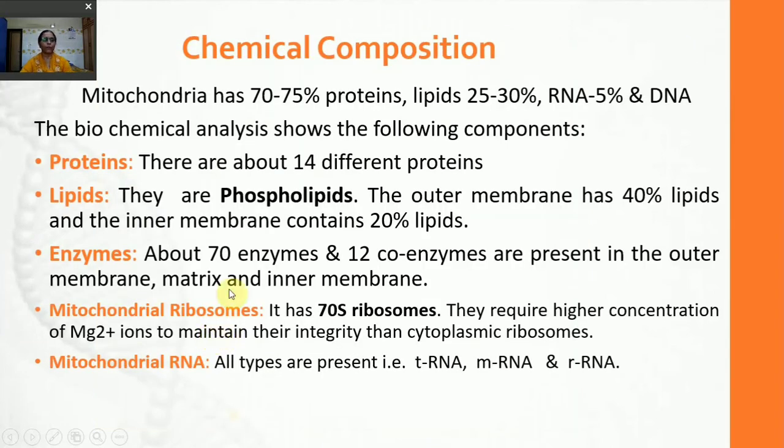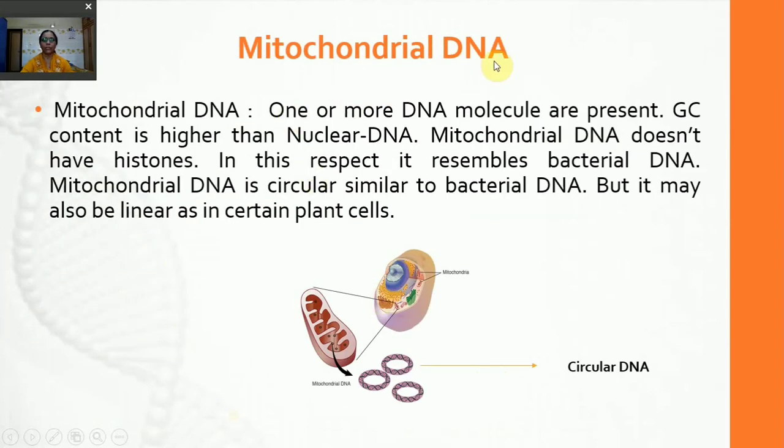Chemical composition. It has proteins, lipids, enzymes, mitochondrial ribosomes, mitochondrial RNA, all three types, and mitochondrial DNA. It is slightly different from nuclear DNA. It does not have histone proteins associated with it. The guanine cytosine content is higher than the nuclear DNA. Mitochondrial DNA doesn't have histones. In this respect, it resembles bacterial DNA. Mitochondrial DNA is circular, similar to bacterial DNA, but it may also be linear, as in certain plant cells.